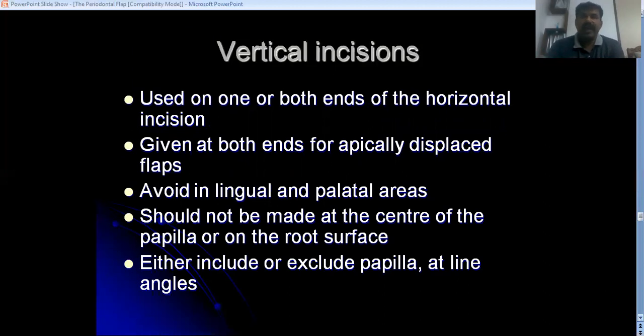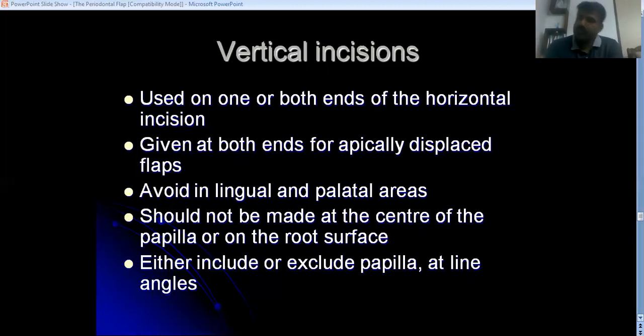Now, in certain conditions you may need more exposure of the bone. Sometimes you don't need to. Sometimes the disease may be localized to one or two teeth, where the entire quadrant may not need to be exposed. In such conditions, you may put vertical incisions. Vertical incisions are incisions that are put almost along the line angle of the tooth, along the long axis of the tooth. Sometimes you need to apically displace the flap, or laterally displace the flap. In all these cases, vertical incisions can be given on either side of the horizontal incision, or for access you may give them only on the mesial aspect, not on the distal aspect of the flap.